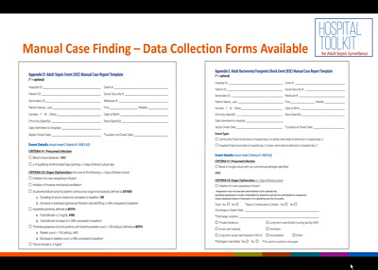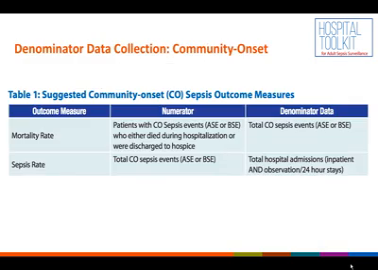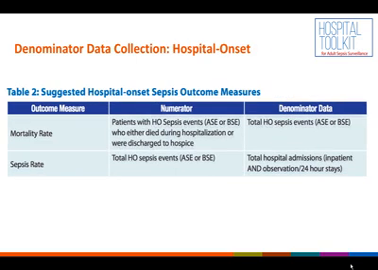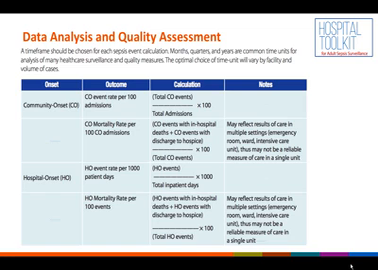If you are interested in the toolkit but don't have the ability to leverage your electronic health record system to automatically count sepsis cases, we do provide manual data collection forms in the toolkit as well. We also suggest outcome measures for tracking your progress. In this case, for community onset sepsis, instructions for calculating mortality and sepsis rates. For hospital onset sepsis, similar outcome measures. Finally, for data analysis and quality assessment, we provide formulas for calculating events and mortality rates.